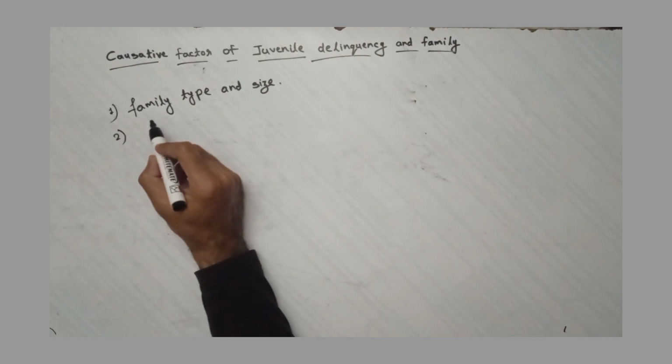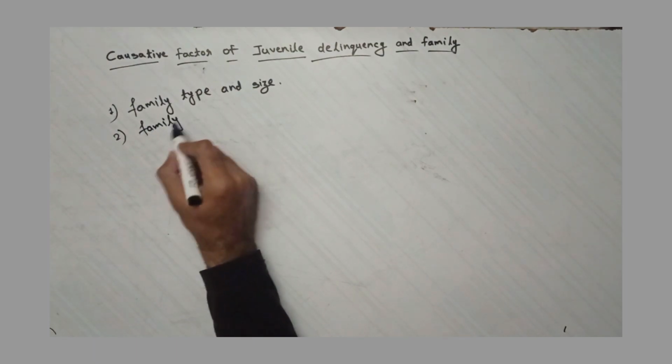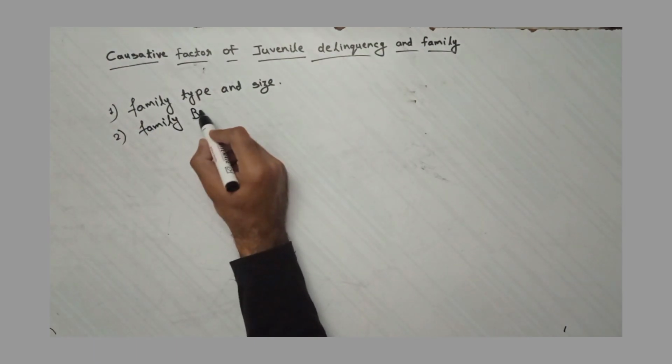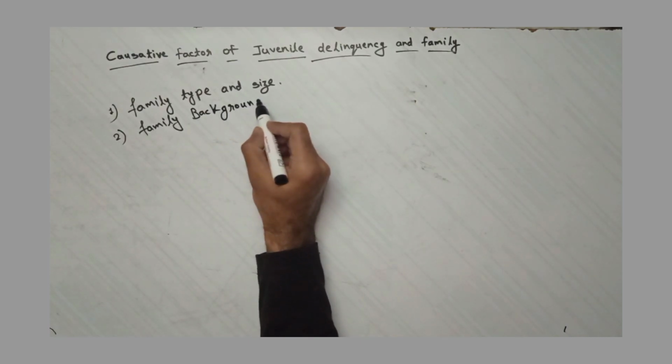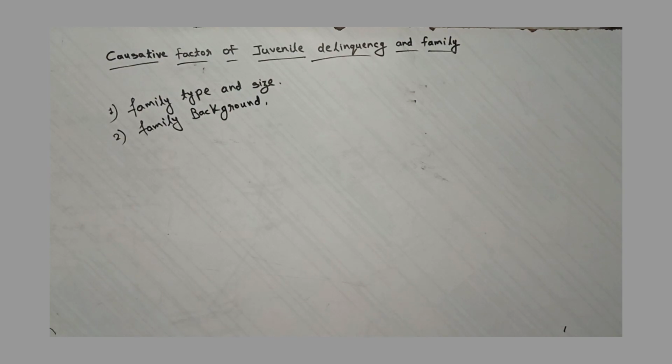Second one is family background. Family background is also sometimes, in most of the cases, a factor of juvenile delinquency in a family.